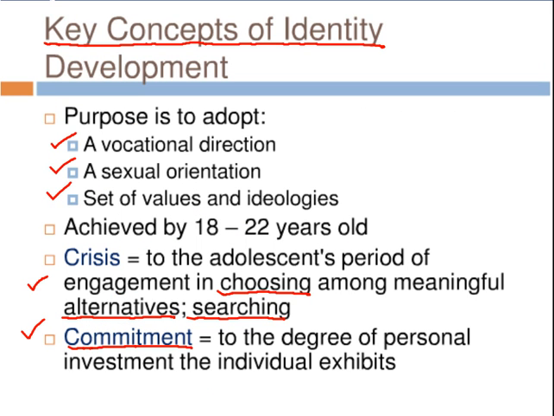He said that the key concepts of identity are to develop a vocational direction, a sexual orientation, and a set of values and ideologies. Usually people achieve these between 18 to 22 years old, and that's just general. Some people take a little longer. He says that the crisis is choosing alternatives of what a person wants to do in their life, something meaningful. They should search out something that they want to do, and then they make a commitment.